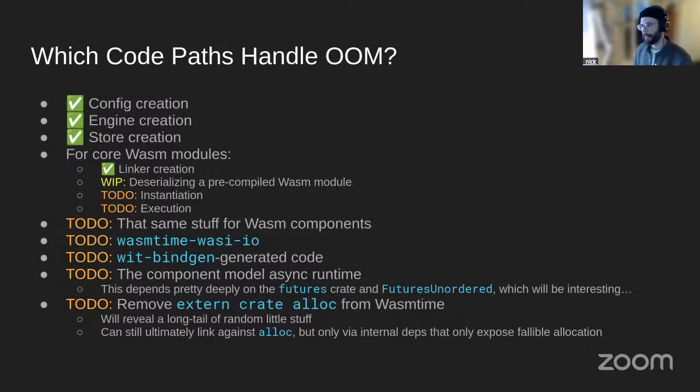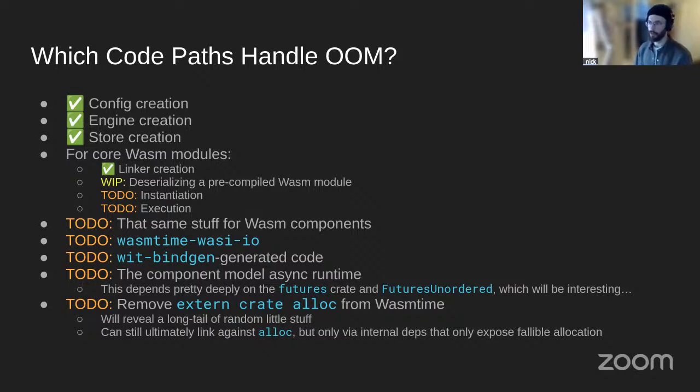I suspect the futures crate people don't want to add fallible allocation try stuff to all their things because it's kind of gnarly. So I suspect what we're going to have to do is cut down as much as possible on stuff that we use and then fork our own versions. But this is still up in the air and it's going to be a little while before we have to cross this bridge. So if people have opinions here, please talk to me, let me know.